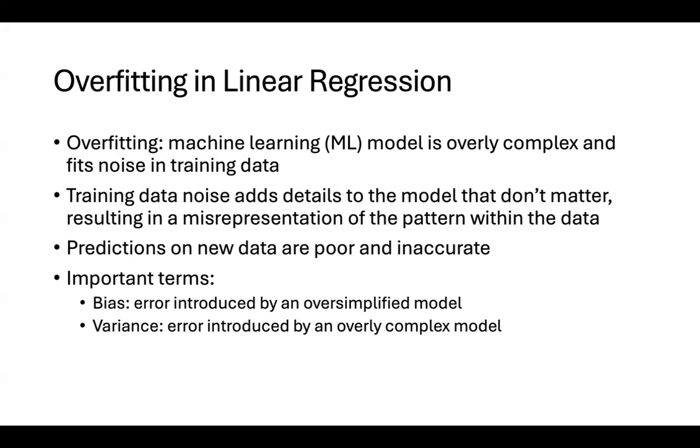Some important terms to cover before we go on. Bias is error introduced by an oversimplified model, and variance is the error introduced by an overly complex model.